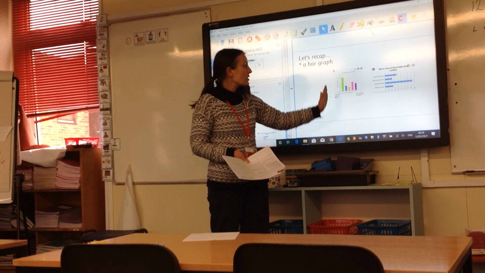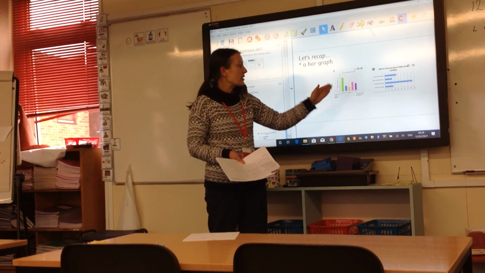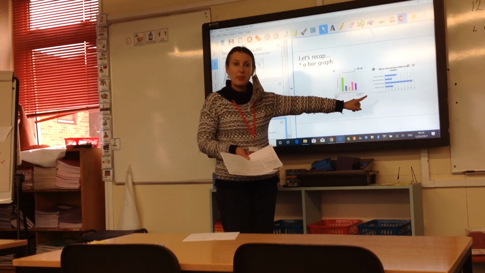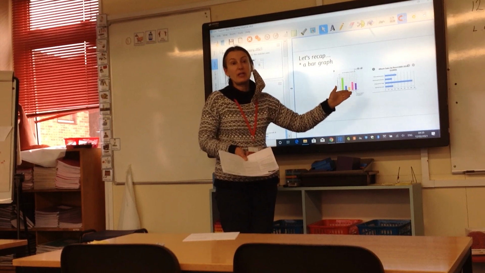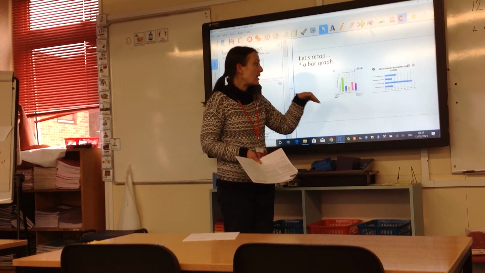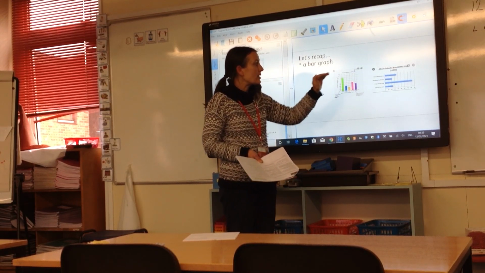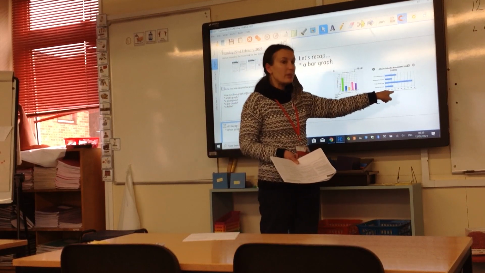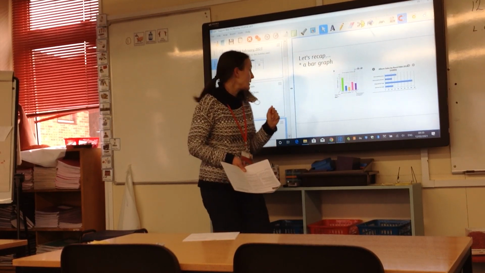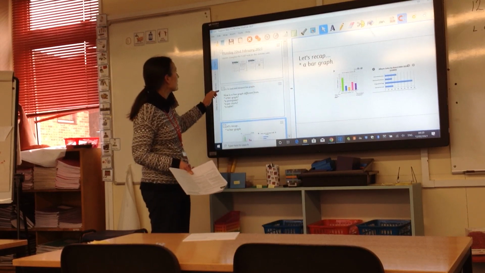This one, we've got the bars going up from the x-axis. However, this one I selected purposely to show you that it doesn't always have to be presented that way. You can have bars going from the y-axis and having the numbers along the x-axis. Okay, so there are alternative ways. Okay, let's take a look at the next slide.